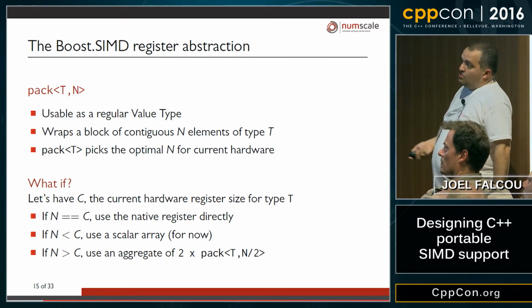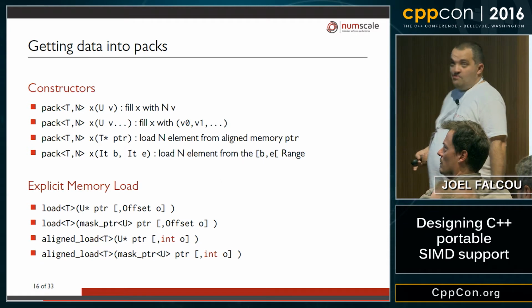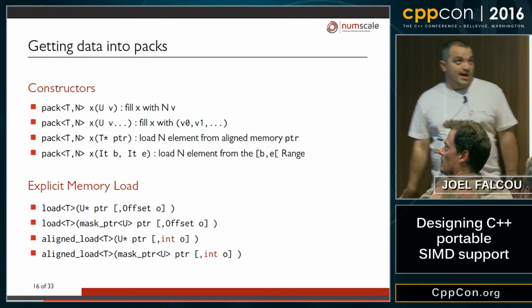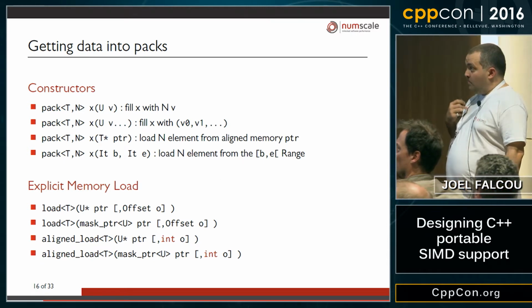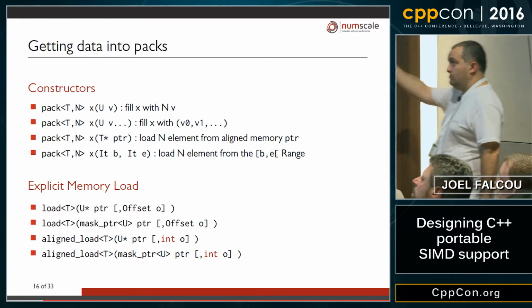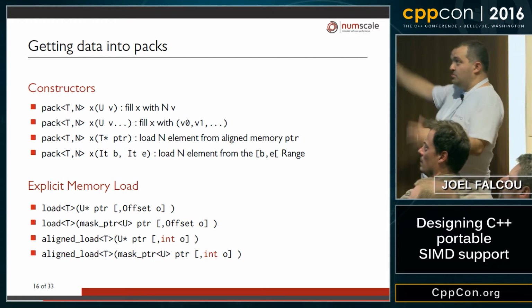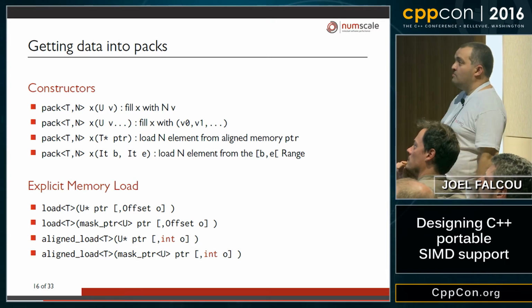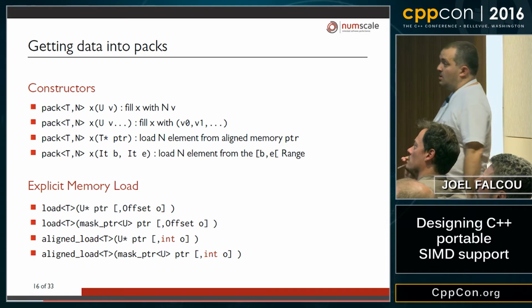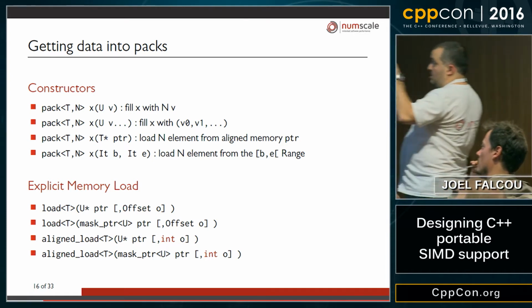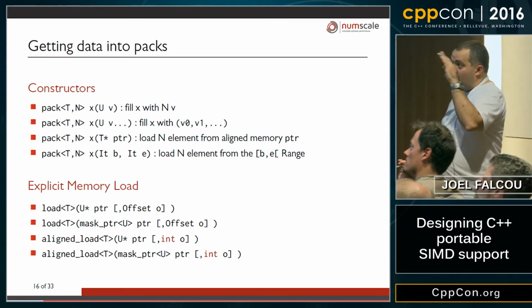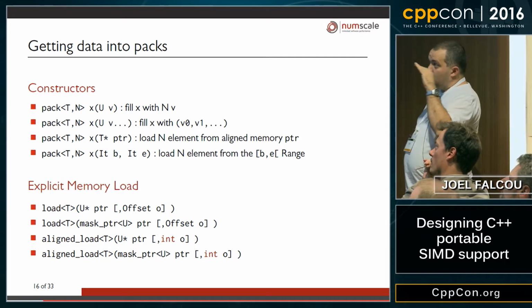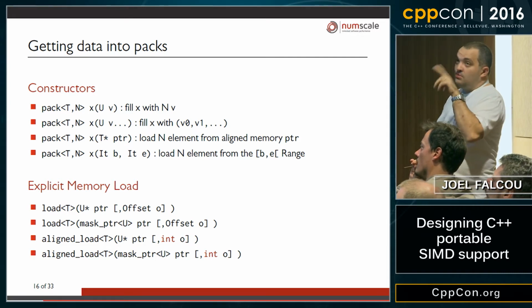So what can we do with a pack? Well, first, maybe we can try to see if we can put some data into it. We have a bunch of constructors, the classical splat constructors that will fill the vector with n times the same value, or you can actually curly brace initialize it with a list of scalars. You can pass it a pointer, and it will perform an aligned load from these memory addresses. Or you can pass a range.